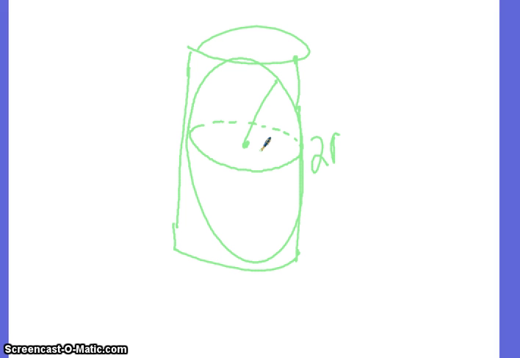How do you find the area of the base of a cylinder? Cylinder's got what kind of shaped base? All right, it's a circle, right? So area of the base of a cylinder is what? Pi r squared. All right, so that's the base of my cylinder, pi r squared, right? How do you find the volume of a cylinder?